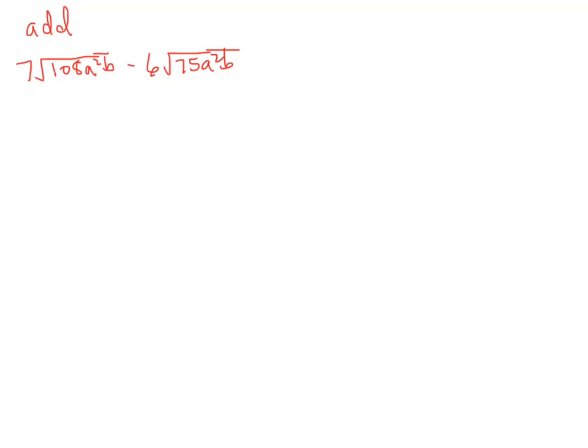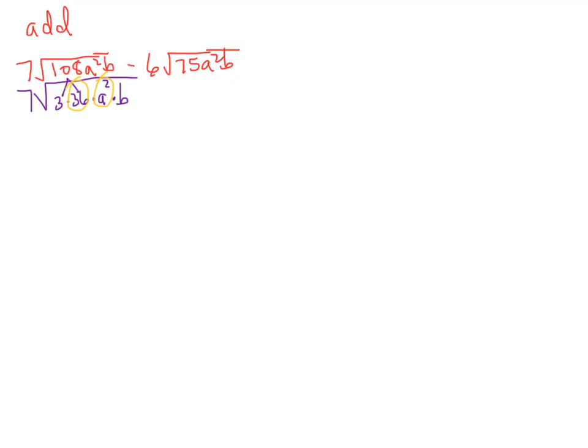We're asked to add 7 times the square root of 108a squared b minus, so we could say subtract, 6 times the square root of 75a squared b. The first step is, since this is a square root, I want to separate 108 into factors that have perfect squares. So that would be 3 times 36. And then we have an a squared and a b.